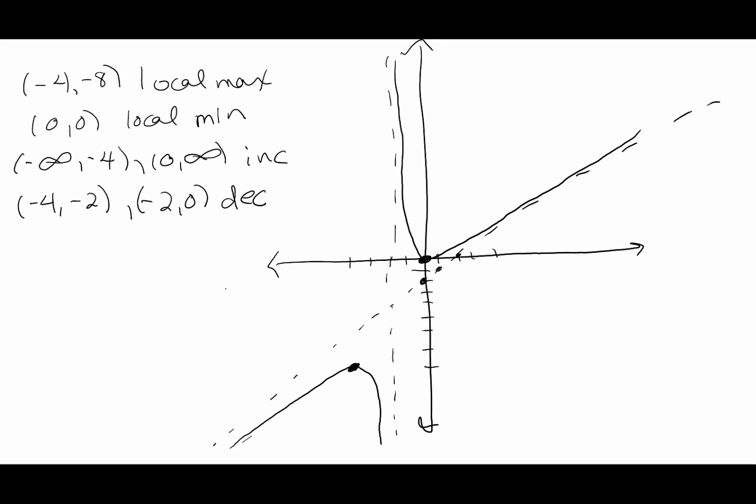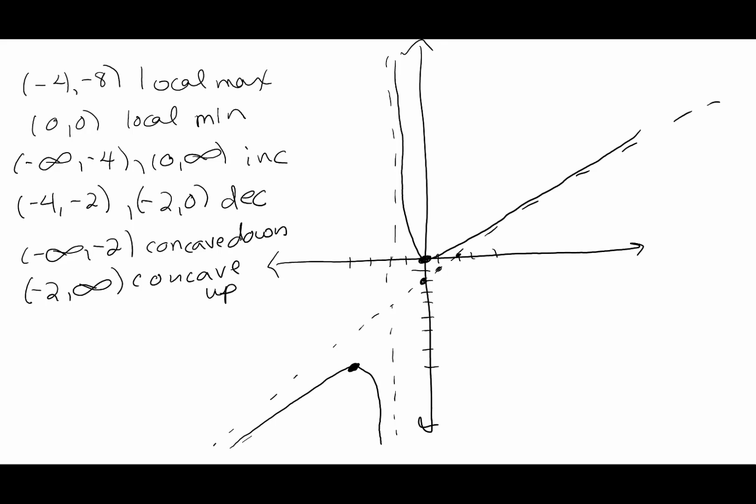Let's talk about concavity. The little part at the bottom. This is concave down, so this goes negative infinity to negative 2. This is concave down. And then it'll be concave up from negative 2 to infinity. No inflection points because it didn't change at a point. Concavity changed at the asymptote, so we didn't even bother to do the second derivative here.